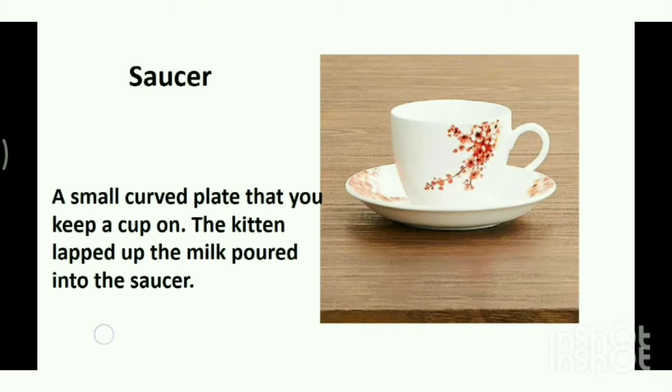Can you name the object you see in this picture, children? Yes, it is a cup and a saucer. But I'm going to explain about the saucer to you. What is a saucer? A small curved plate that you keep a cup on. The kitten lapped up the milk poured into the saucer.